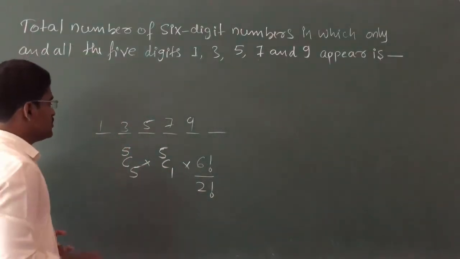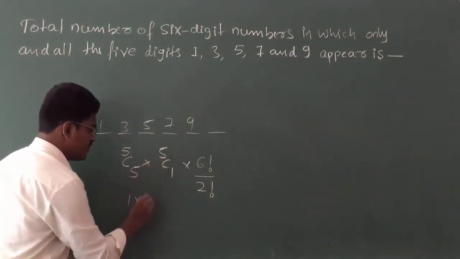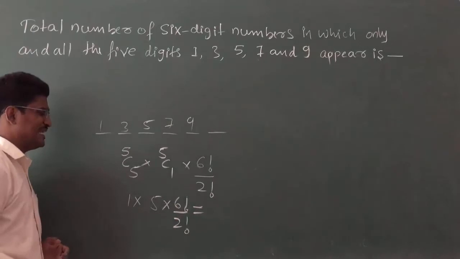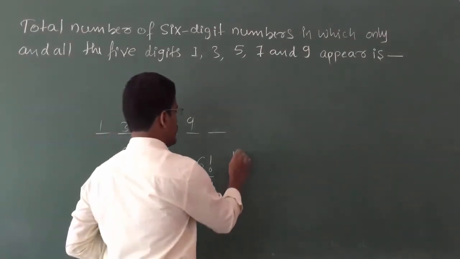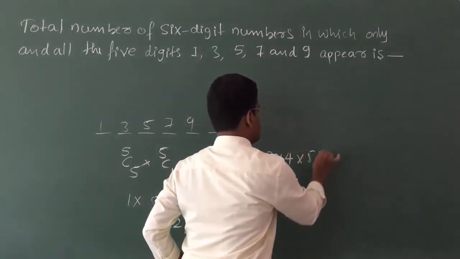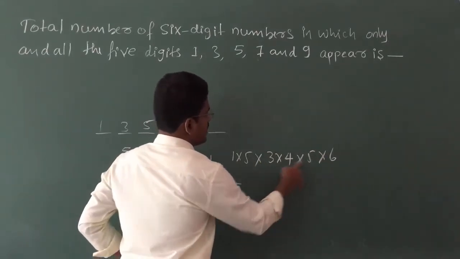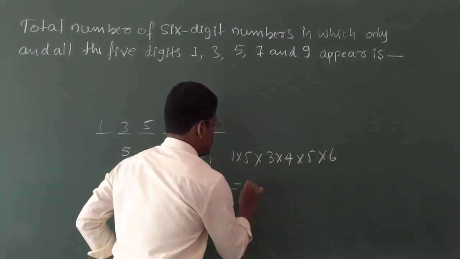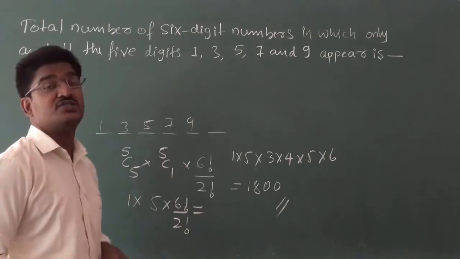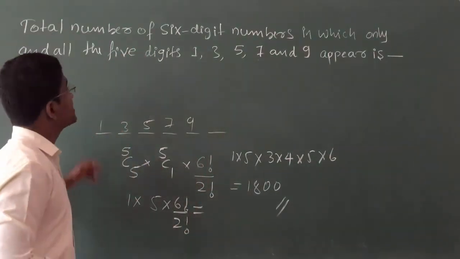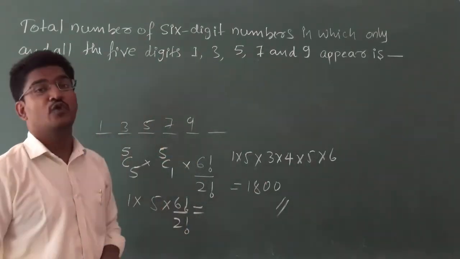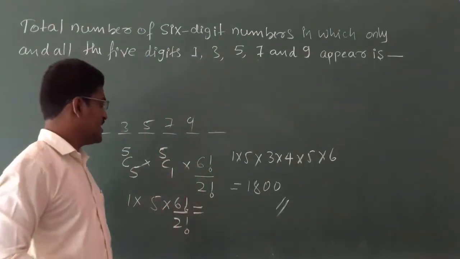Very simple question. So 5C5 is 1, 5C1 is 5 into 6 factorial divided by 2 factorial. You will get 2 factorial cancel, 1 into 5 into 3, 4, 5, 6. So if you multiply this, 18 into 20, that will be 1800 number of 6-digit numbers. That means 1800 six-digit numbers can be formed from these 5 digits. It was a very simple question. If you know the basics of permutation and combination, you can directly simplify.